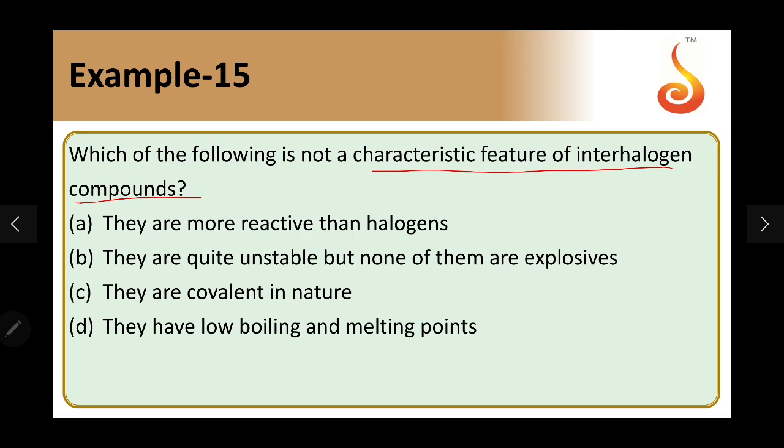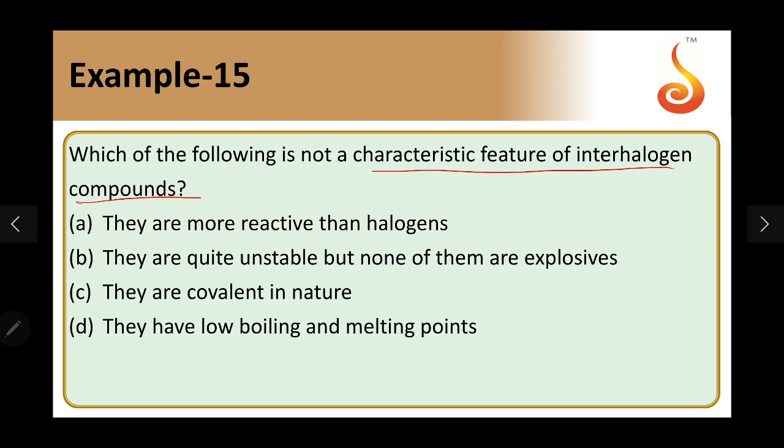Okay. So they are more reactive than halogens because of more polarity of the bond, difference in electronegativity. Normal halogens are nothing but the same halogen atoms bonded. Electronegativity difference is 0, but still they are going to be reactive. They can break the bond and take part in the reaction. But interhalogen compounds having different halogens, definitely they are much more reactive than halogens. So that is a characteristic feature, which is not the answer.